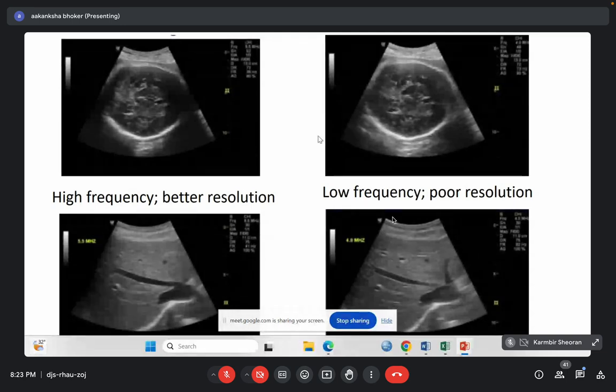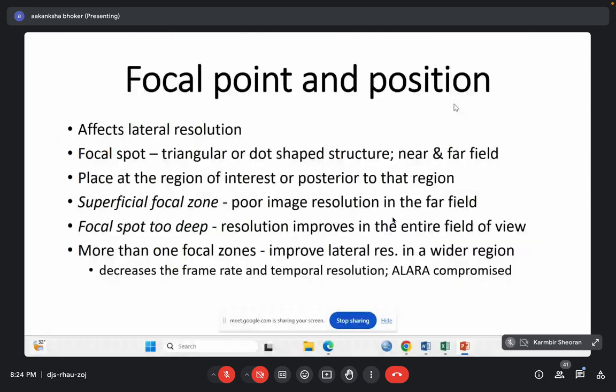So this is an example of frequency. When we are using a high frequency transducer, the structures are very nicely resolved, there is a better resolution. But when the frequency is low, the resolution is less. Here there is a vessel, these are the hepatic vessels which should appear black, but here in this caudal vena cava it is appearing somewhat echogenic. Why? Because it is a low frequency, so there is a poor resolution. Similarly in high frequency the resolution is good, we can see all the structures nicely as separate, but here they are merging into each other when a low frequency transducer is used. So this is the example of how frequency affects resolution.